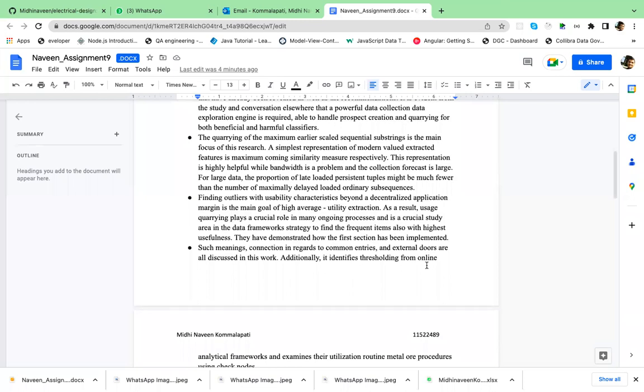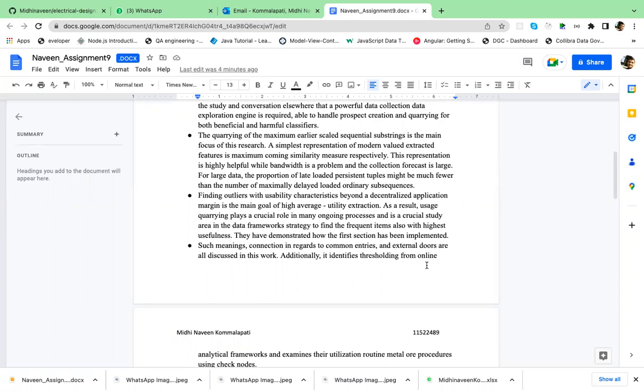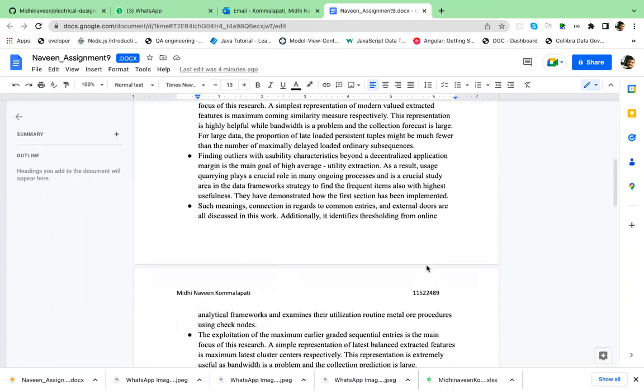For large data, the portion of the late loaded present tuples might be much fewer than the number of maximally delayed loaded ordinary subsequences. Finding outliers with usability characters beyond the decentralization applications margin is the main goal of high average utility extraction. As a result, usage querying plays a crucial role in main ongoing processes and is a crucial study area in the data framework strategy to find the frequent items also with the highest usefulness.